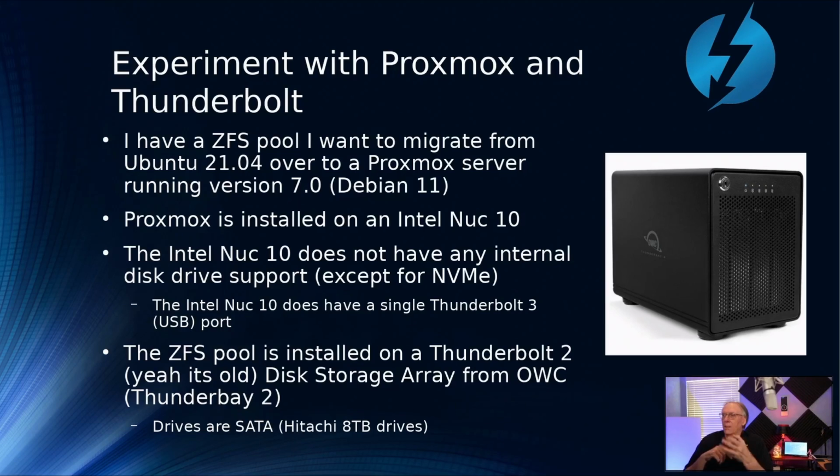The current pool is installed on a Thunderbolt 2 disk array. Yeah, I know, it's old. And of course, the Intel NUC Skull Canyon is Thunderbolt 3 as well. Thunderbolt 3 has been around a while, but this storage array has been around since way before that. So the best I'm going to be able to get out of this is 10 gigabits per second of overall throughput. That's 20 gigabits total, but Thunderbolt 2 divides it into 10 gigabits receive, 10 gigabits transmit.